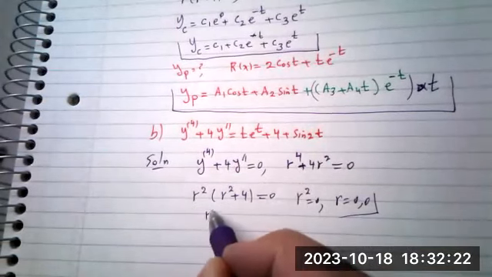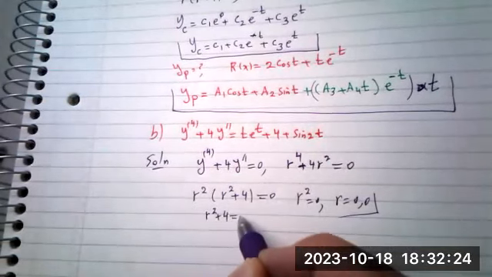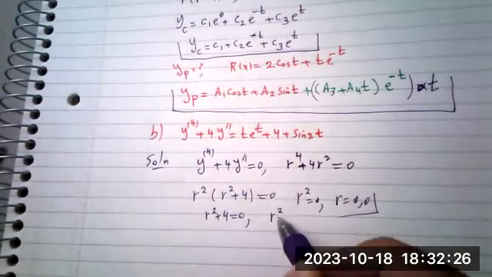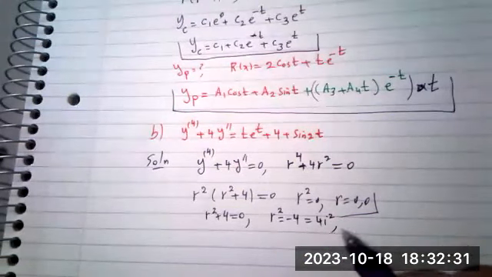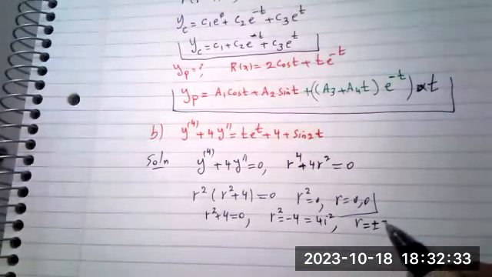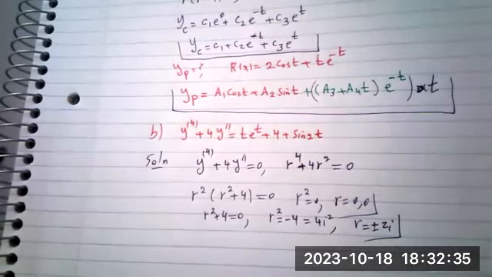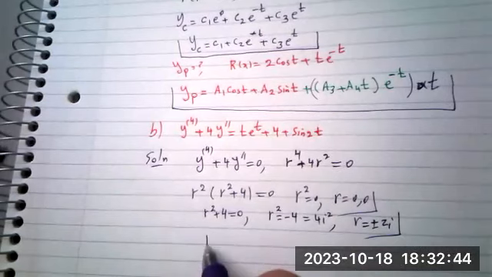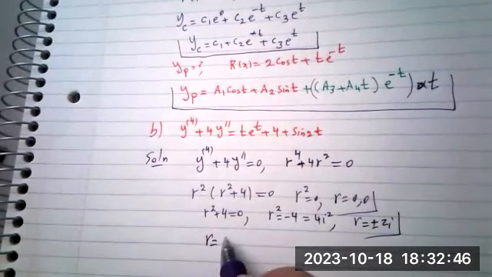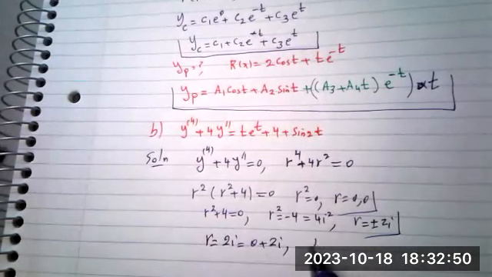And then r squared plus 4 equals 0. So that makes r squared equal to negative 4, which is 4i squared. So r would be plus or minus 2i. So you have one repeated real solution and the complex. Okay, so take care of the complex. It's r equal to 2i. Think about it, 0 plus 2i. So alpha 0, beta 2.